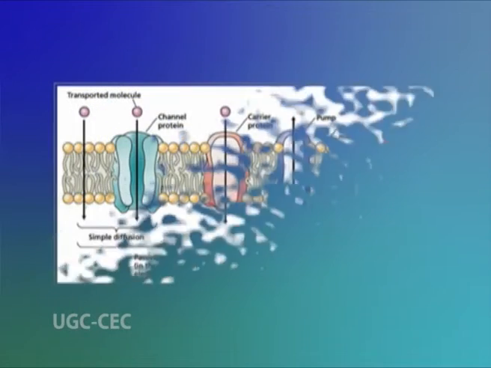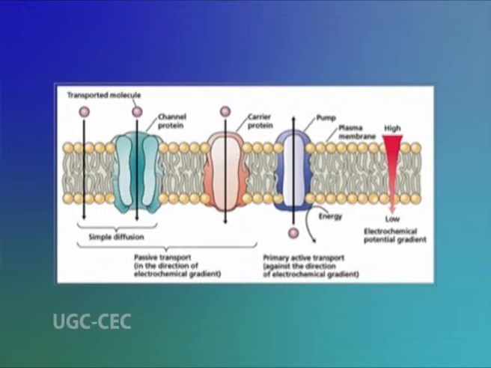Pumps can establish persistent gradients of particular ions across membranes. Specific ion channels can allow these ions to flow rapidly across membranes down these gradients. This diagram summarizes the different types of membrane transport proteins involved in passive as well as active transport.